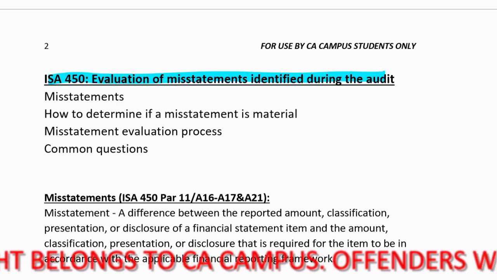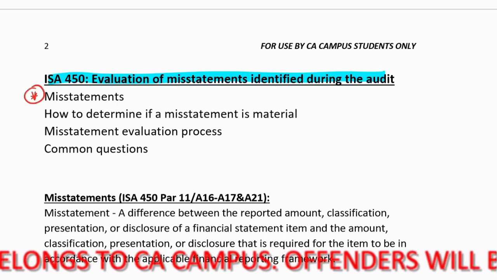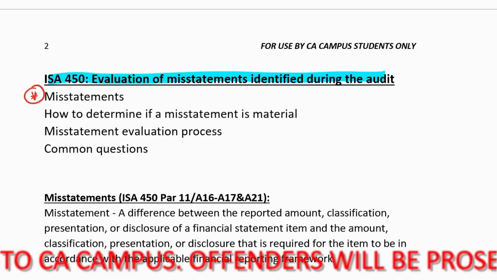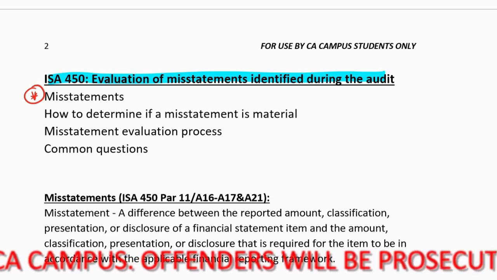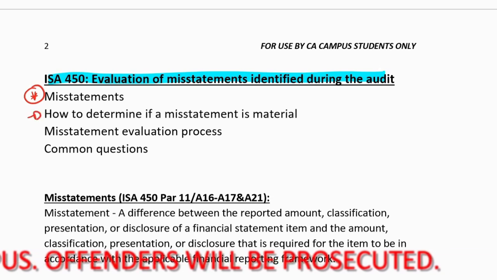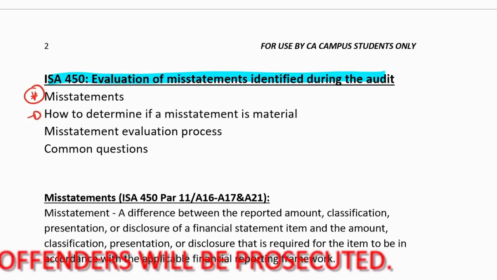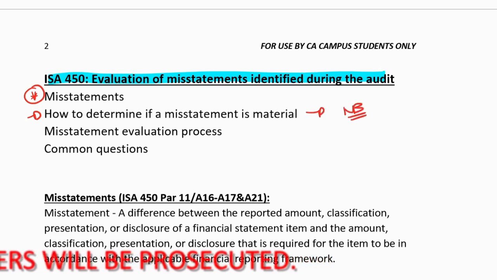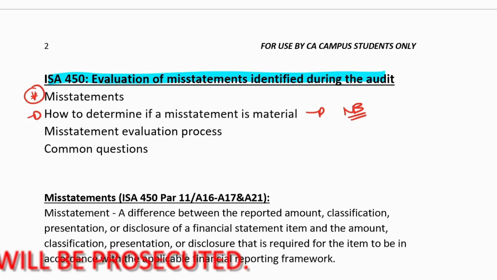So first and foremost, I just want to discuss what a misstatement is, so that you can see that there are different ways in which something could be considered misstated. Once we understand the different ways, we then need to determine if the misstatement is material, because this is what we are interested in as auditors. Is it material? And if it is not corrected, what could the effect on the financials be?